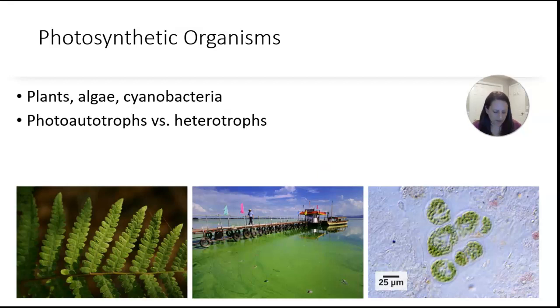Okay. I want to briefly touch on the difference between photoautotrophs and then heterotrophs. So photoautotrophs, autotrophs are organisms that can make their own food.